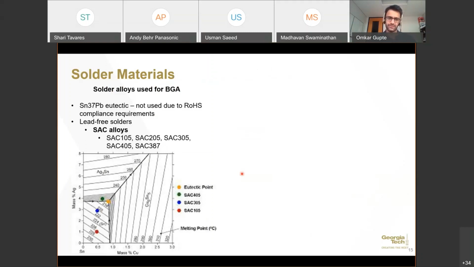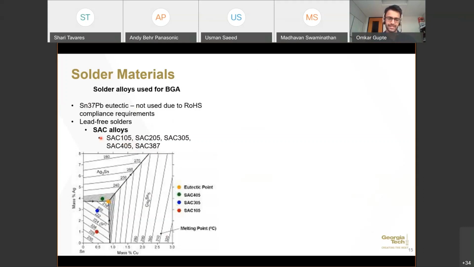Solder BGAs are usually made using different solder alloys. Initially, tin lead eutectic was used to make the solder BGAs, but due to its non-compliance with the RoHS requirements, the industry has moved to lead-free solder alloys, and among those the favorite choice is tin silver copper alloys, due to their higher proven reliability and ability to control the microstructure during the reflow process.